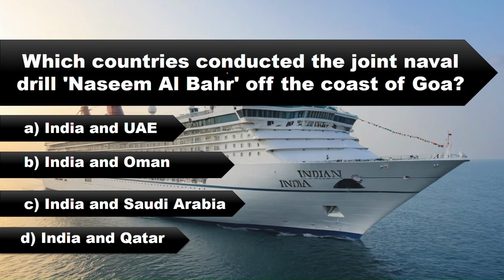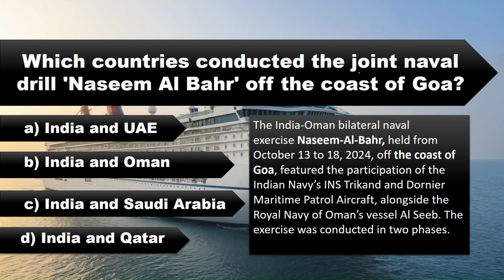Next, we have which countries conducted the joint naval drill Nasim al-Bahar off the coast of Goa. So, what are the countries that participated? Here, India and Oman participated. The name is also very important, okay? Plus, whenever we are discussing any exercise, the things that are important, firstly, the participants, 2 countries, 3 countries, whatever. Then comes the location. Then comes what kind of exercise is it? Is it an Air Force exercise? Is it a naval exercise or an army exercise? So, all these are important. Also, sometimes the edition is important, okay?